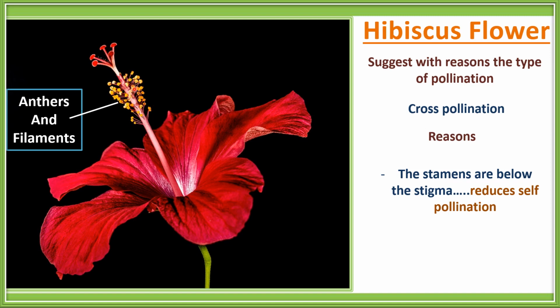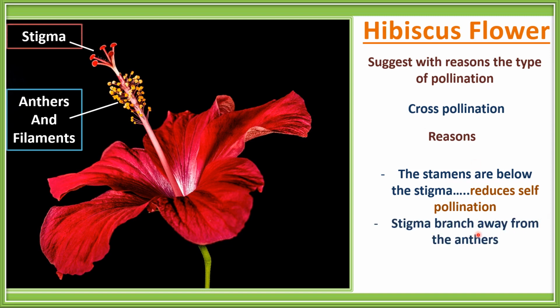Therefore, the type of pollination here is going to be cross-pollination. And the stigma branches away from the anthers. When you look at the stigma, they are branching away from the anthers, which means that the pollen grain which is coming from these anthers is not the one which is going to pollinate this flower.